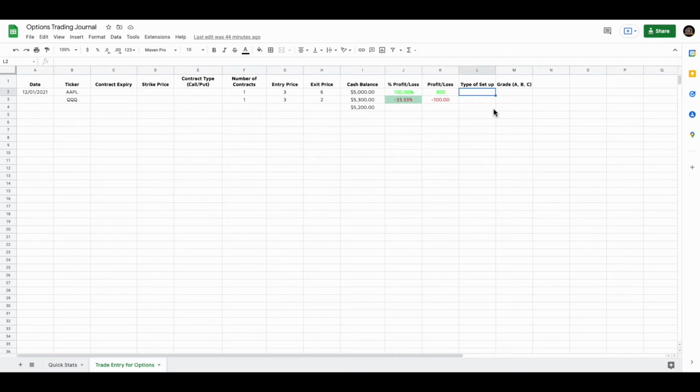Percentage profit or loss will be calculated based on these inputs, and then you have your profit or loss. And you always want to put in, at least I recommend putting in, the type of setup you played that day, and you want to also grade yourself, right? So that's just the basic tour of the sheet. It's really straightforward and simple, I think.